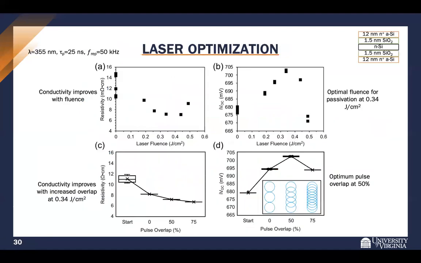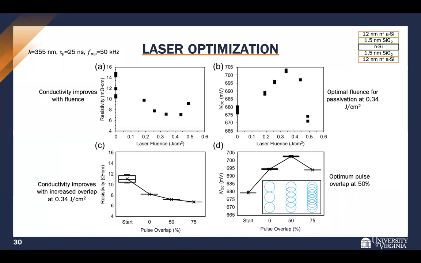I also optimized the laser for improved passivation and reduced resistivity. This is with a thinner 12 nanometer film using ultraviolet laser processing. You can see that the resistivity decreases with an increase in laser fluence until a certain point where it begins to climb back up. And there's also an optimal fluence for passivation, which occurs roughly at 0.34 joules per centimeter squared. That agrees with the simulation results.